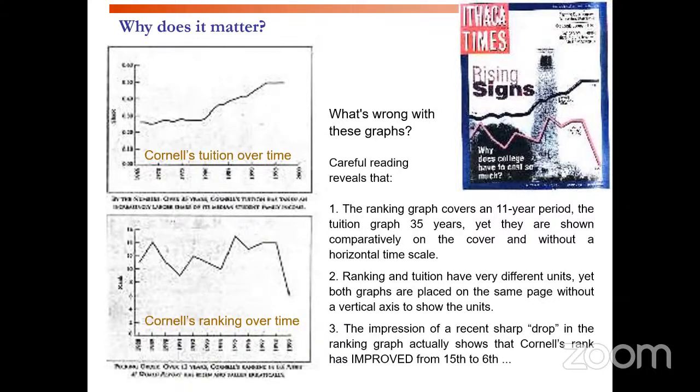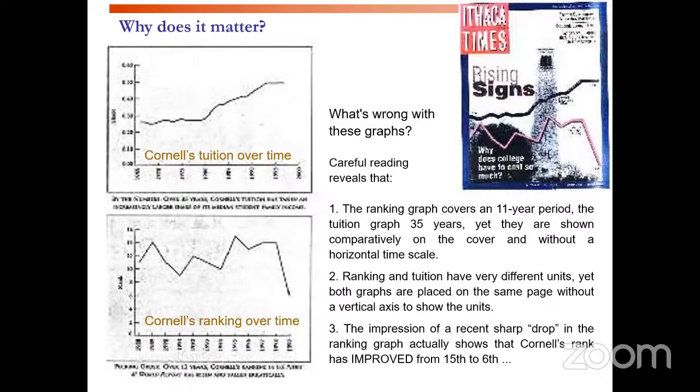The ranking graph covers an 11-year period and the tuition graph 35 years. Yet they are shown comparatively on the cover and without a horizontal time scale. On the cover, definitely there is no time scale, right? Ranking and tuition have very different units, yet both graphs are placed on the same page without a vertical axis to show the units, right?